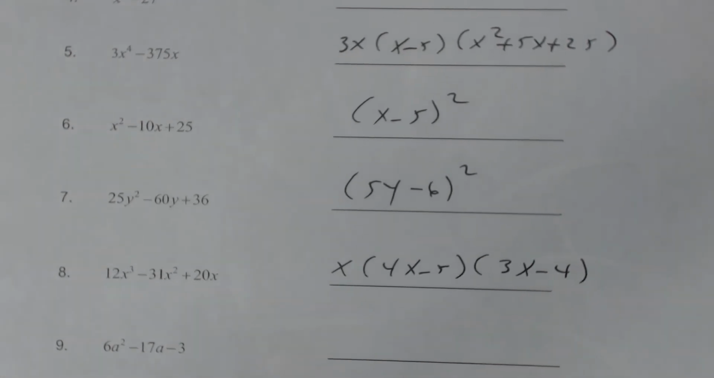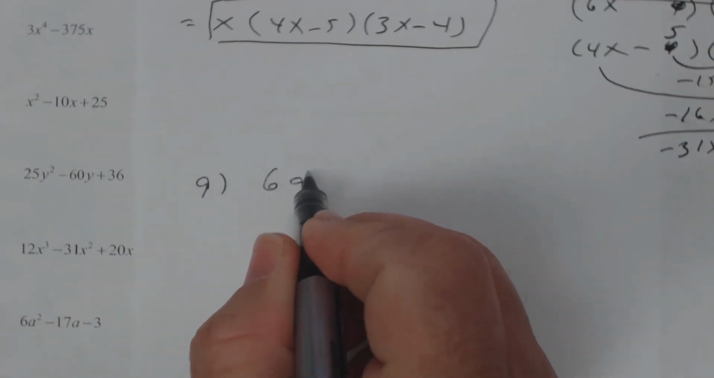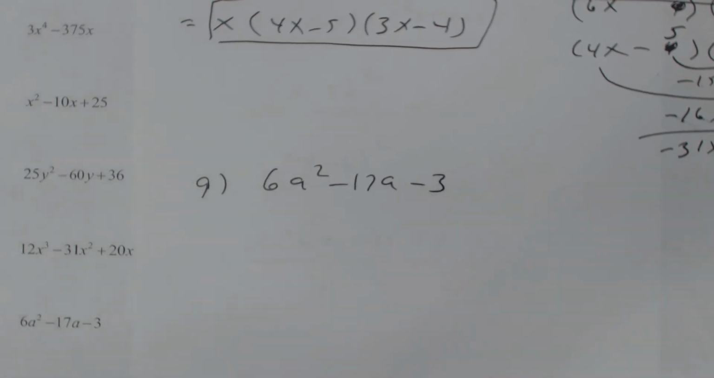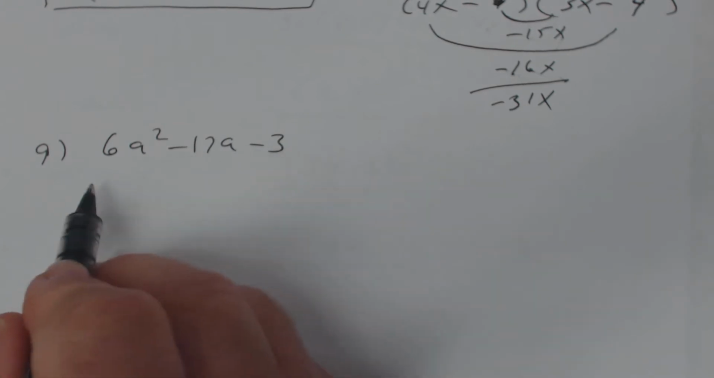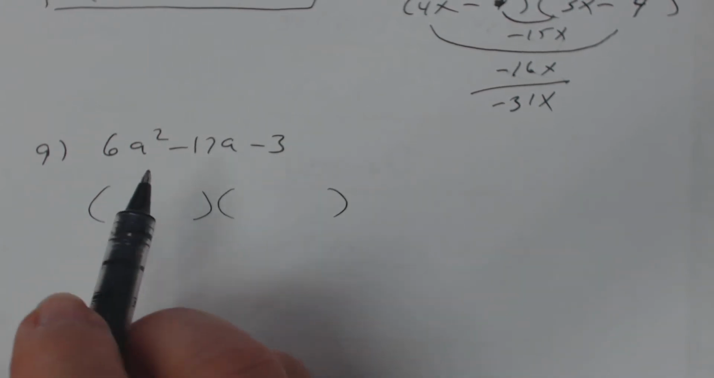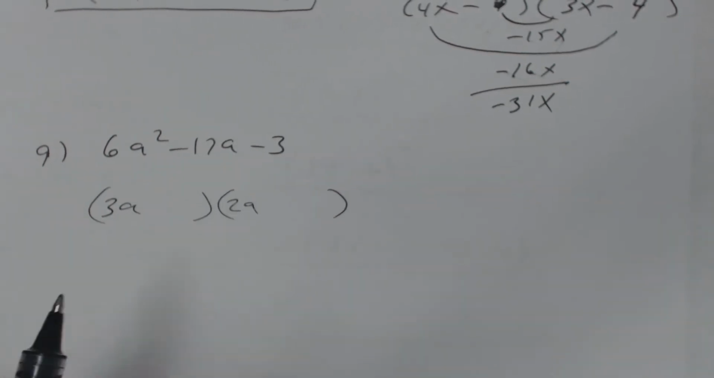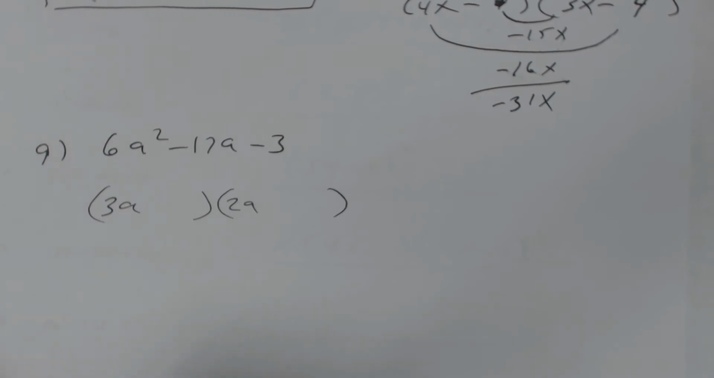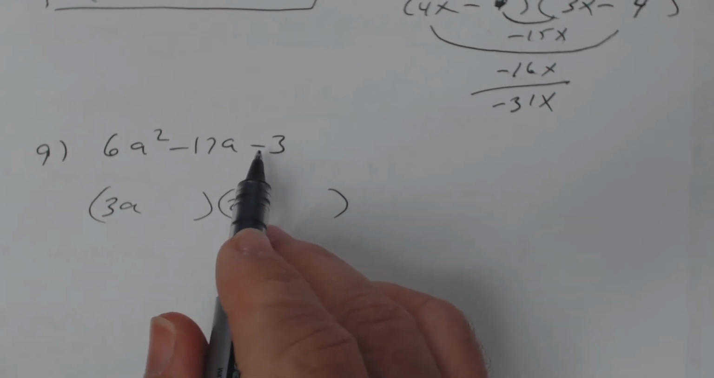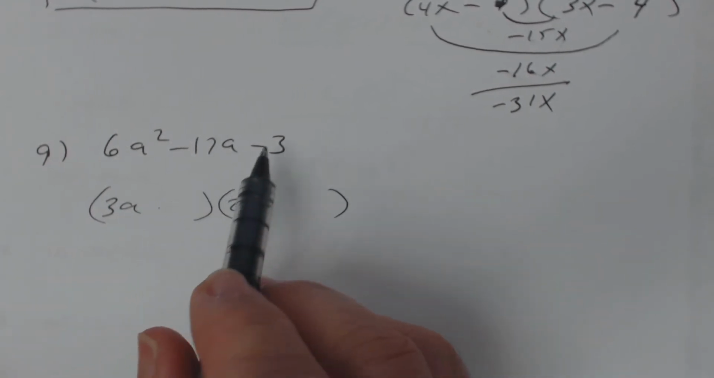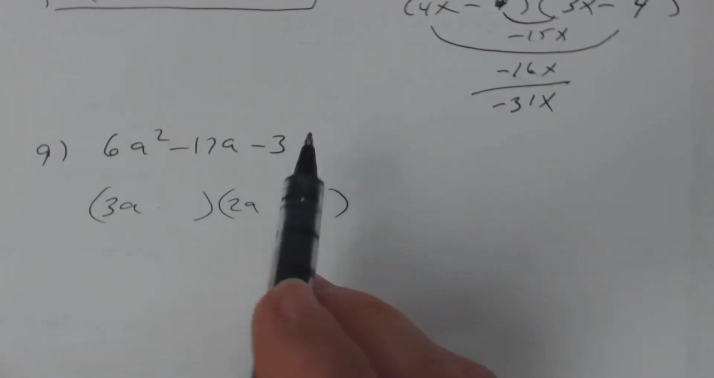All right, number 9, you have 6a squared minus 17a minus 3. So the GCF here is 1, so let's go directly to the two binomials, and let's just try 6. If you do 3a and 2a, let's just trial and error. 3a times 2a is 6a squared, so far we're okay. Now the last sign's negative, so remember the signs here can be different, but I need the last two to multiply together and give me a negative 3.